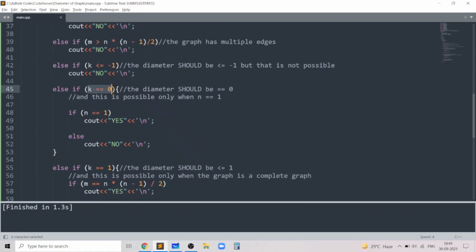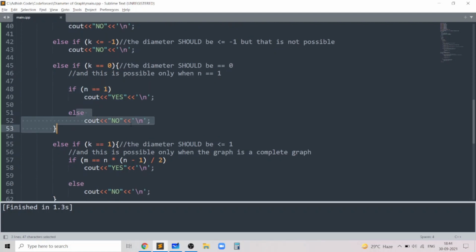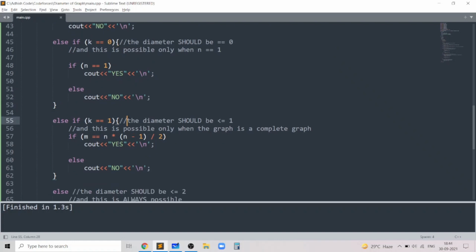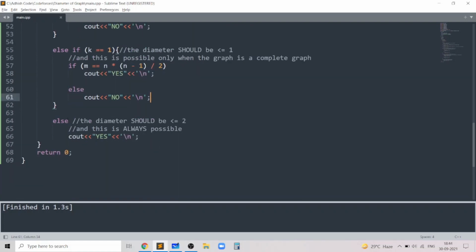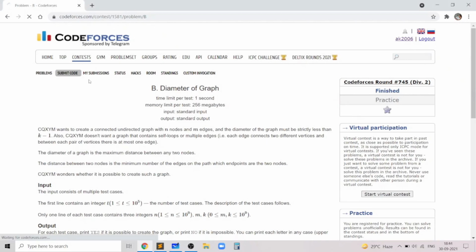If k is 0, we need the diameter to be equal to 0, and this is possible only when n is 1. And if k is 1, then the diameter should be equal to 1 or equal to 0, and this is possible only when the graph is a complete graph. So that's what I've taken care of here. And in the end, we just print yes, because the diameter should be less than or equal to 2, and this is always possible. So now I'll just submit this code to see that it gets accepted.